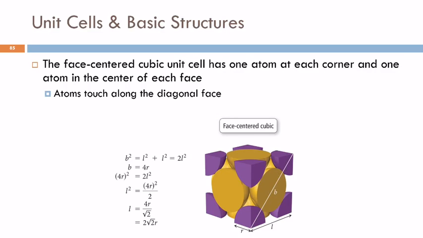And then there's the face-centered cubic. So here, the face of the unit cell has an atom centered in the middle. So there's half an atom here, half an atom there, half an atom on the other side, half on that side, half on the top, half on the bottom. How many atoms is that?